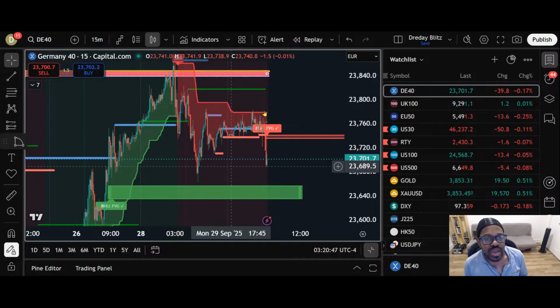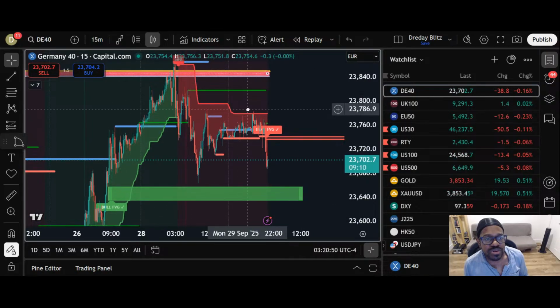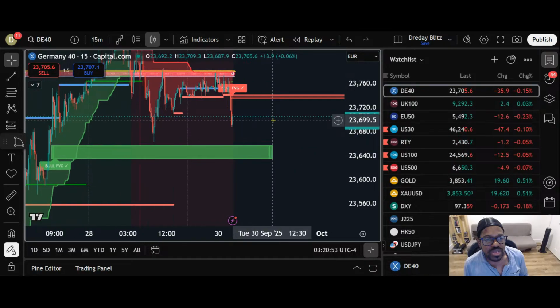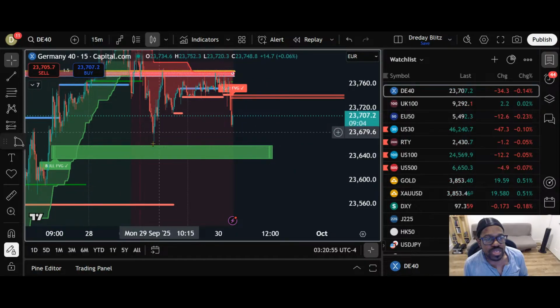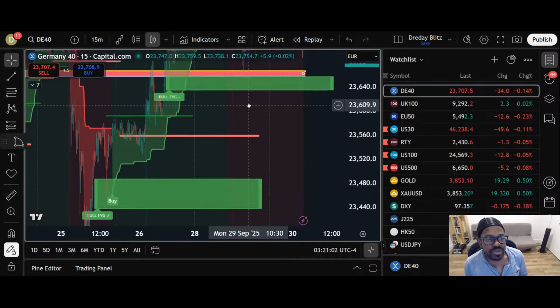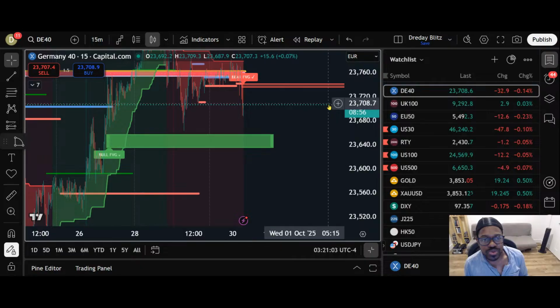Right now we had a higher low created here, and now it's going down. So we should be taking those lows, that low here, to go lower on the downside. We have a lot of liquidity here at the bottom.